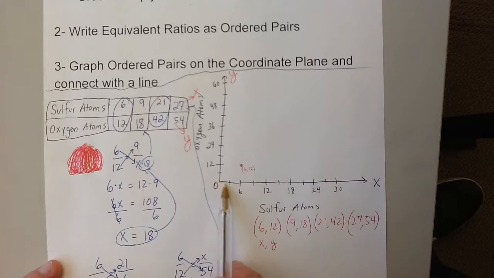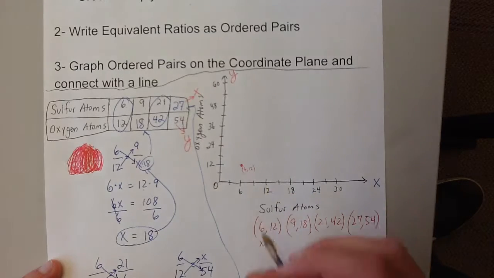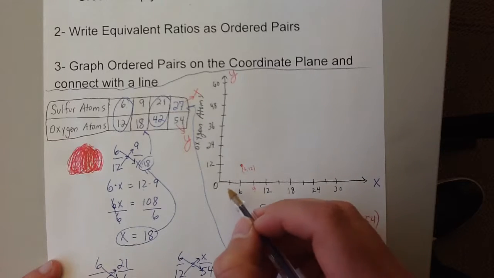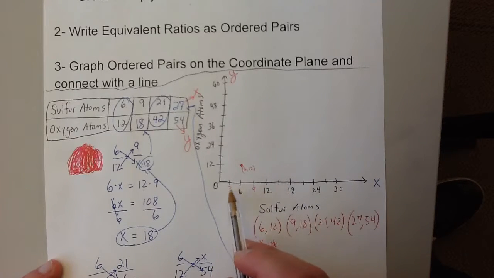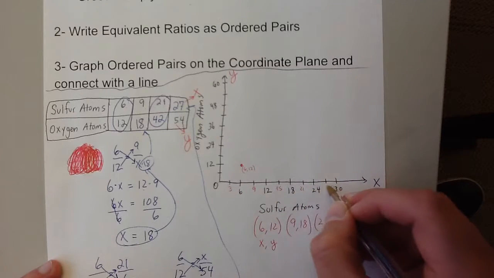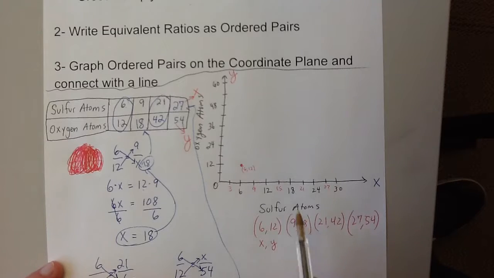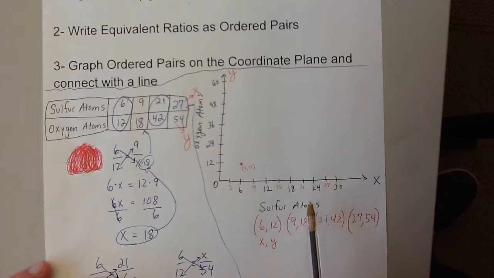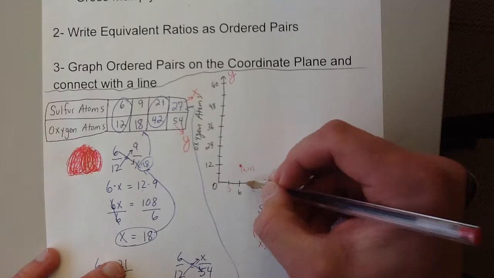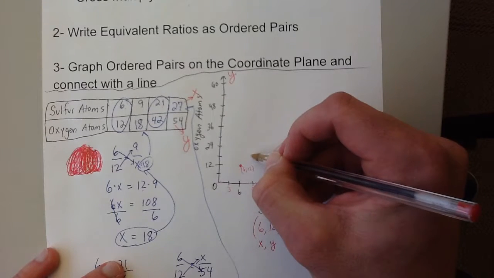Next I have (9, 18). Okay, so I go right to 9. As you can see, my x-axis is numbered by 6's. 6, 12, 18, 24, 30. So halfway between 6 and 12 would be 9. Okay, so I could actually go in and fill in these other tick marks because it's really counting by 3's. 3, 6, 9, 12. This would be 15, 18, 21, 24, 27, 30. All right, so if the numbers are not given to me like that, I can go in and fill them in. So I have (9, 18), so right to 9, up to 18.